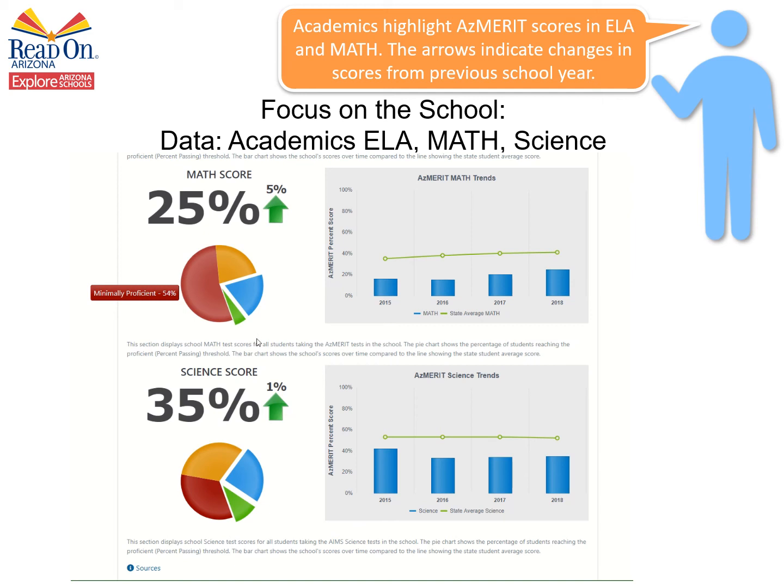This may be a good time to explain the proficiencies used for scoring. Minimally proficient shows minimal understanding of grade level expectations, and the students will likely need support to be ready for the next grade level. Partially proficient shows partial understanding of grade level expectations, and the students are likely to need support to be ready for the next grade.